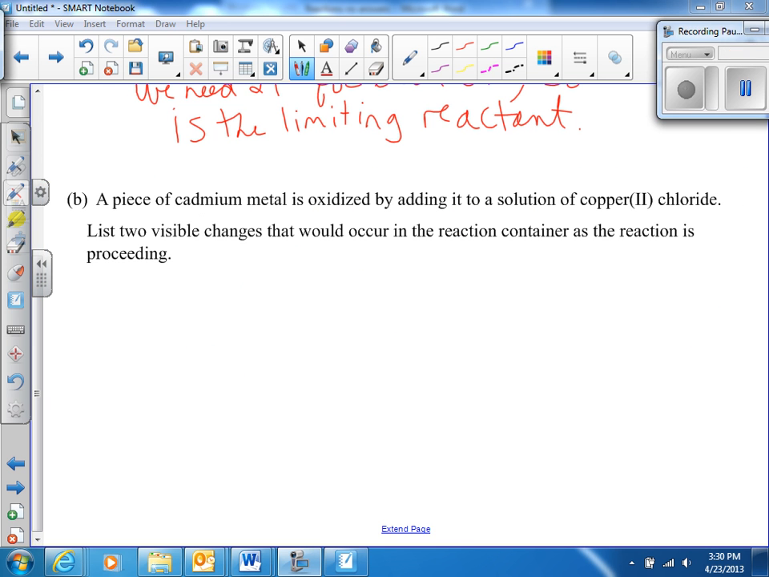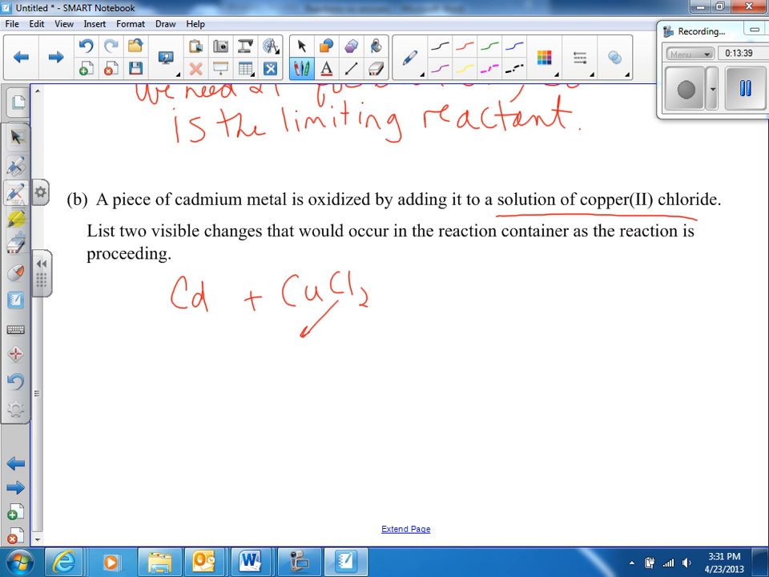Okay. All right, cadmium metal. Cadmium metal is oxidized by adding it to a solution of copper 2 chloride, CuCl2. We know this stuff's going to split. This is going to come straight down. Now, there's a shortcut here. I'll do it the long way, and I'll show you the shortcut.